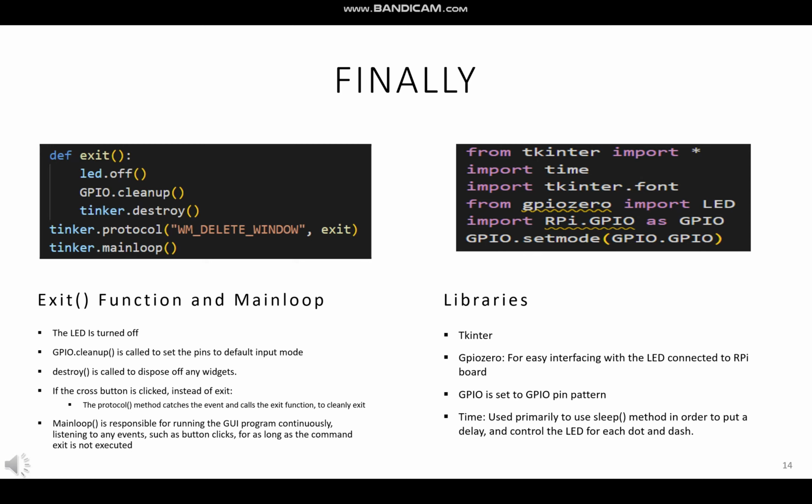Then let us look at the libraries that I've used. I've used tkinter to create the GUI, and gpiozero for easy interfacing with the LED connected to our Pi board. GPIO is set to the GPIO pin pattern. Time is used primarily for its sleep method, in order to put a delay and control the LED for each dot and dash.